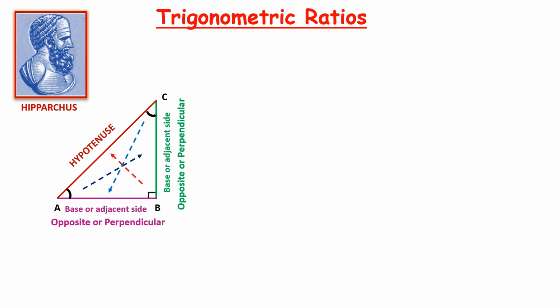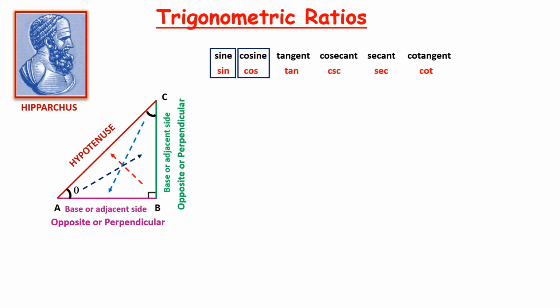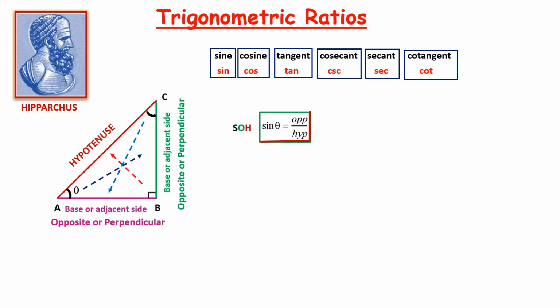There are 6 trigonometric ratios used in finding a certain angle theta of a triangle. Don't worry about theta, it is just a Greek alphabet used to denote an unknown measure of an angle. The 6 trigonometric ratios are sine, cosine, tangent, cosecant, secant and cotangent, abbreviated as sin, cos, tan, cosec, sec and cot respectively.